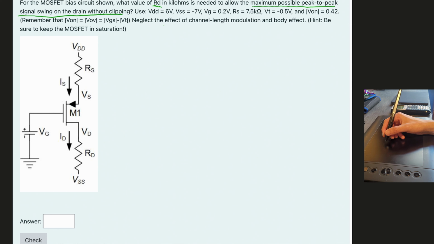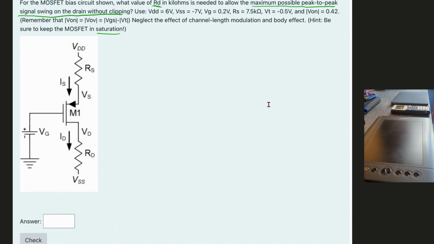We are to neglect the effect of channel length modulation and the body effect. Make sure we keep our MOSFET in saturation as well. And we're going to use the notes that are linked in the description below the like button, on, I think, a page around 103. We've used them previously. These notes are going to give us the equations for a PMOSFET in saturation. The exact page for a PNP, which is what this is, in the forward active region, is page 103. So we're going to use those equations.